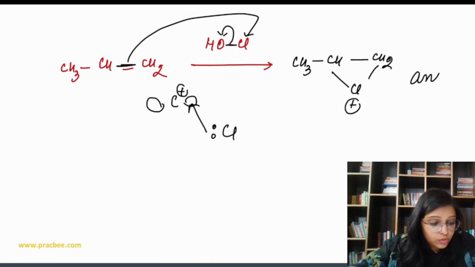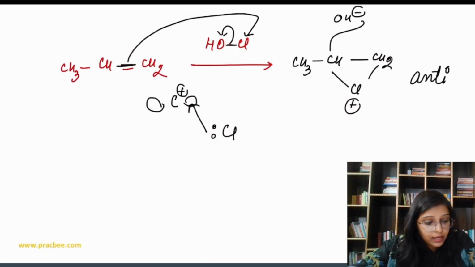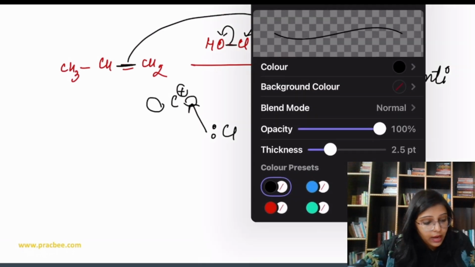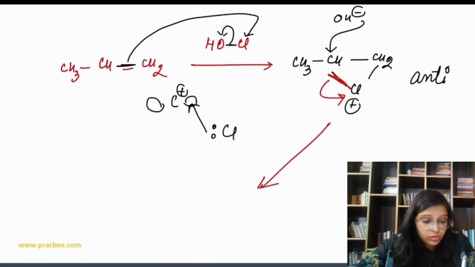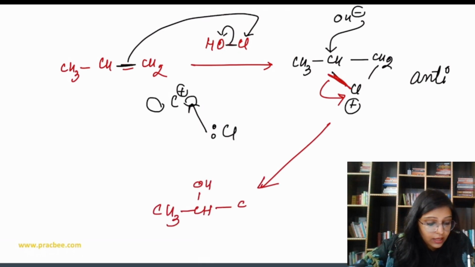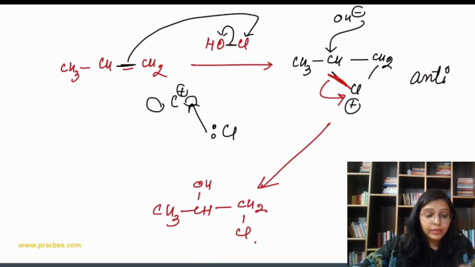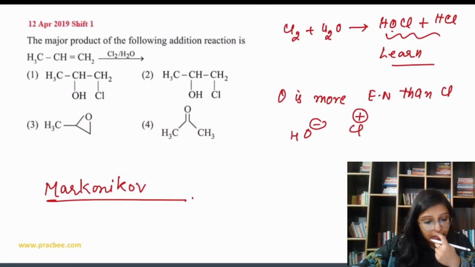So again this is going to be the anti-attack. So OH minus attacks on this carbon and this bond dissociates. So if this bond dissociates, so we get CH3CHOH and here we write CH2Cl. Clear? So what is the answer? CH3CHOH and CH2Cl.